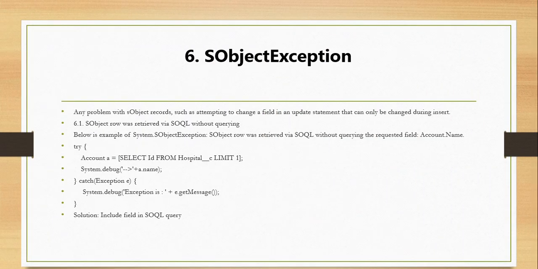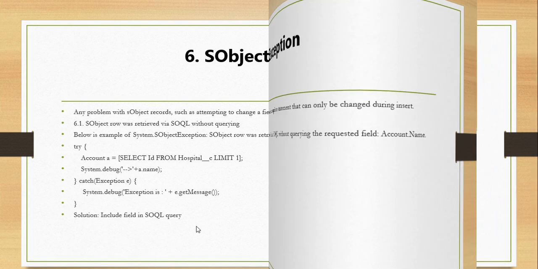SObject exception. SObject row was retrieved via SOQL without querying the requested field. Below is an example of an SObject exception: select Id from Hospital, then System.debug a.Name, and catch the exception. The solution is to include the field in the SOQL query. This error comes because you are not including any field; you are including only Id in the SOQL query. That's why the SObject exception will come. So include all the fields in the SOQL query which are used.